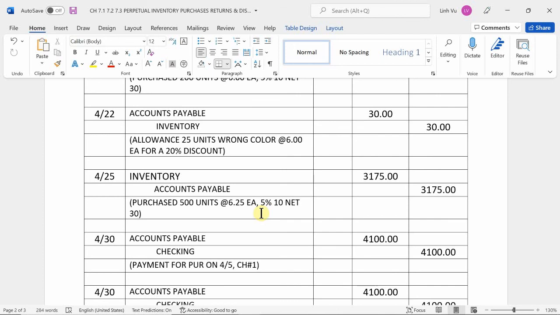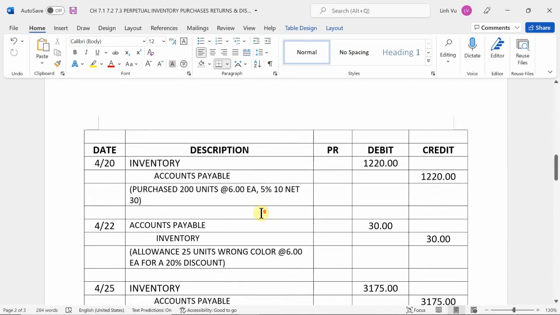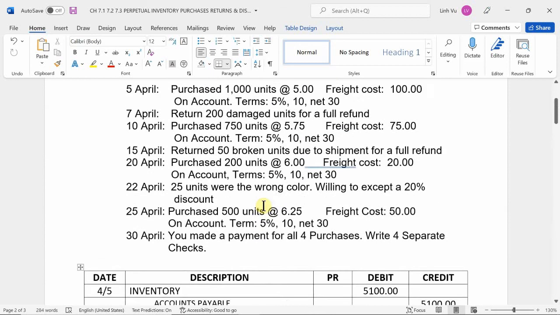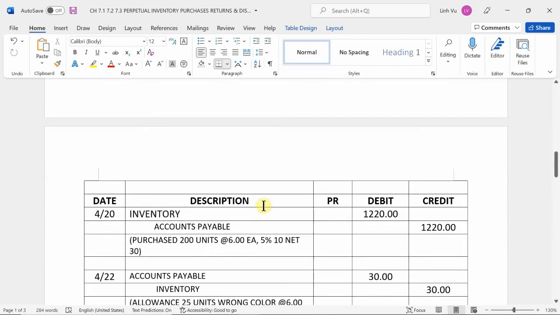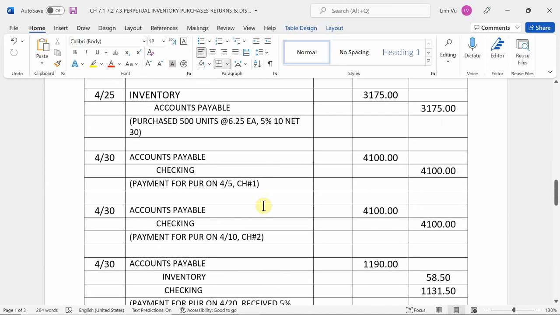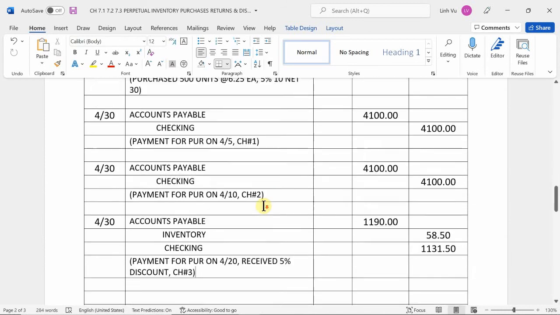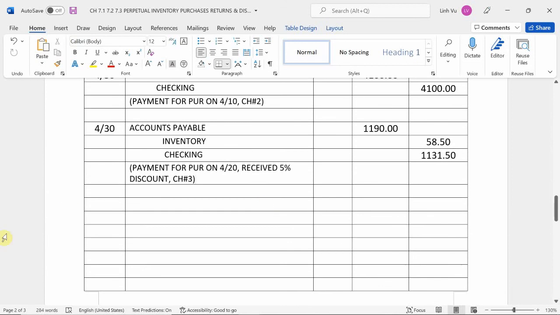How much is my discount for? What can I discount? How much was the freight? The freight for this one was $50. So we could only discount off $3,125. Good.